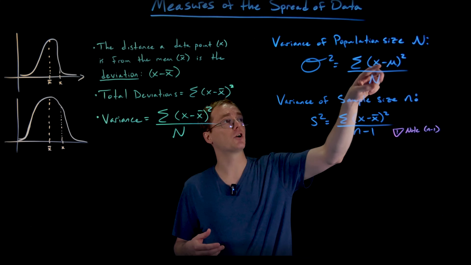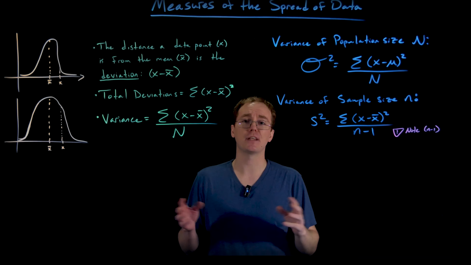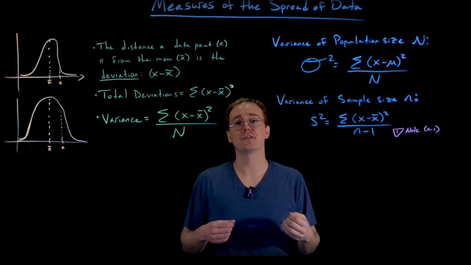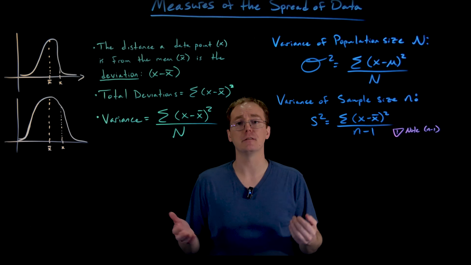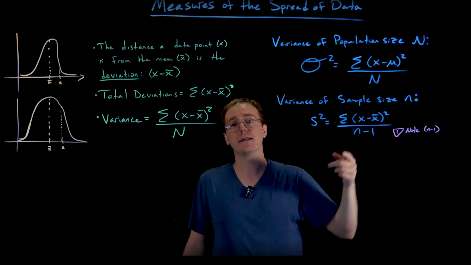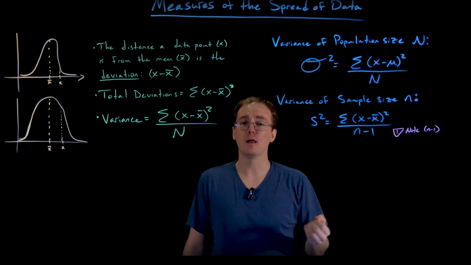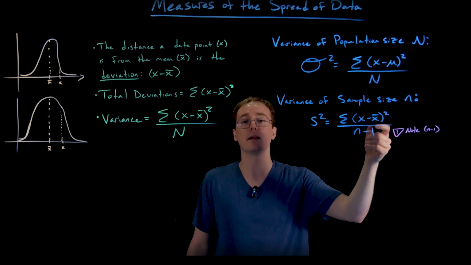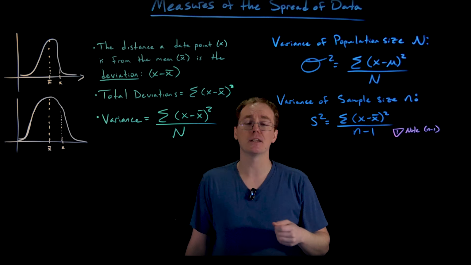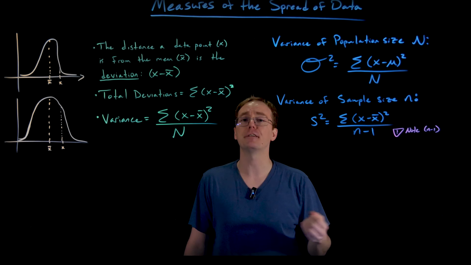So our data values are these x values. And just for the sake of clarity, let's suppose that x is representing distance in feet. So x minus mu or x minus x bar is still measured in feet. However, when we square it, we're now multiplying a distance by another distance. And so that would have units of feet squared.